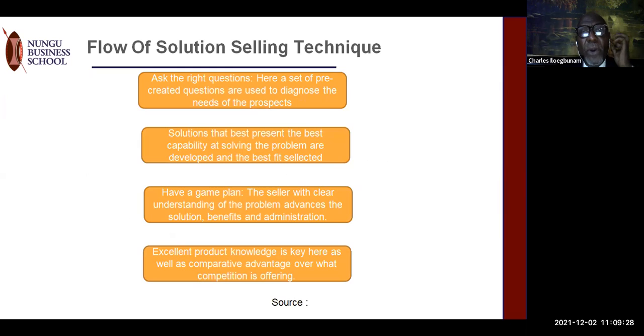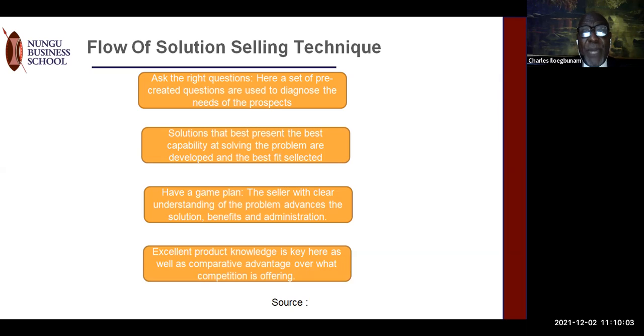Look at the flow of solution selling. First of all, you ask the right question. In this question, you do the right observation. A set of pre-created questions are used to diagnose the needs of the prospect, either current needs or future needs. And you observe the people as they do what they do, and number two, you go into creating a solution that best presents the capability of solving that problem. When you have seen what is bugging the people, you create a solution that is the best fit. Out of a number of solutions that you created, you serve them the best.